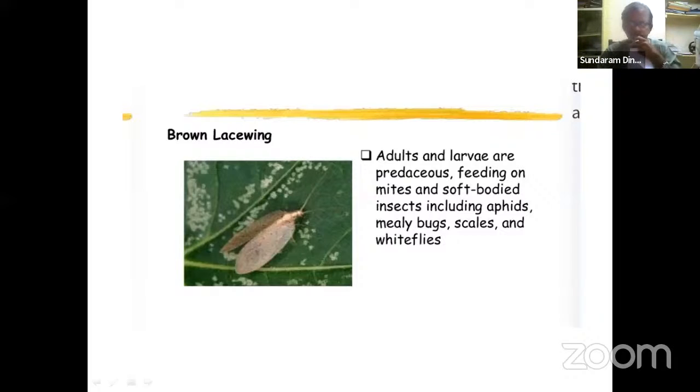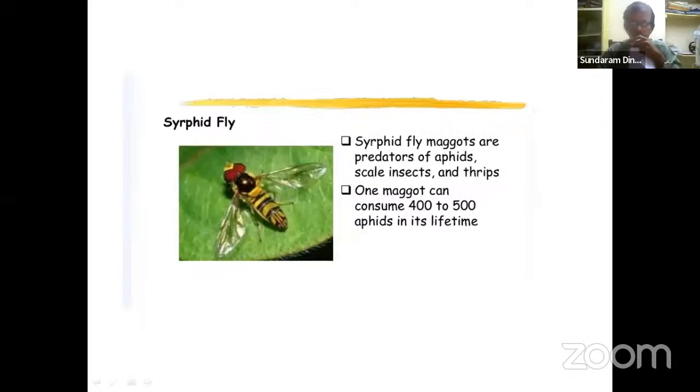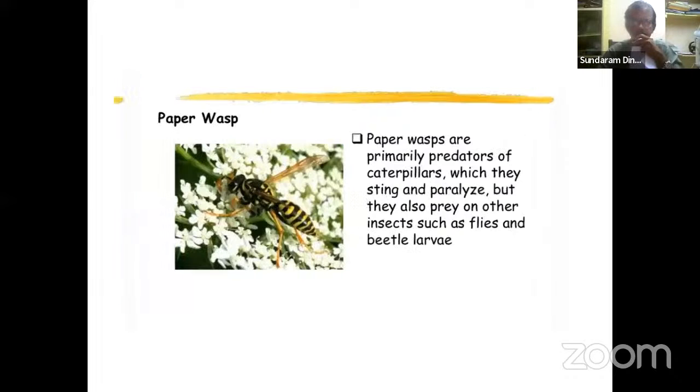So, brown lacewings, of course, feed on mealybugs, scales, and aphids. Several aphids are pests of several agricultural plants, so that is why it has been repeatedly coming. Then paper wasp. You know that at the Indian Institute of Science, Centre for Ecological Sciences, there is a professor, Raghavendra Gadagkar. He has been working on paper wasps for about 30 years. Recently, he got an international award for that. So, such an important group, paper wasps.